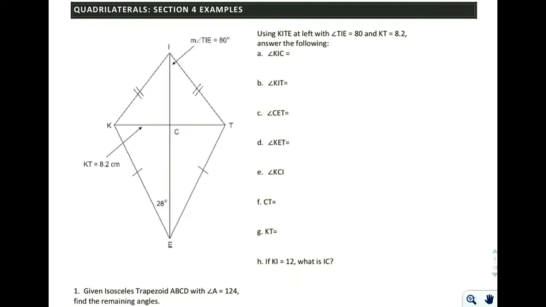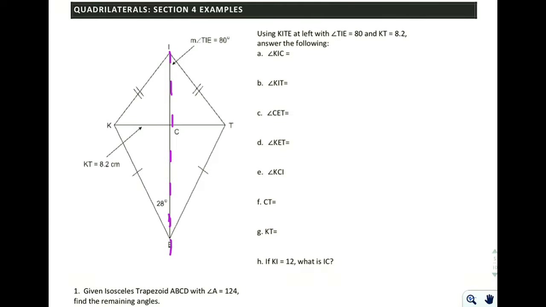In section 4 of quadrilaterals, we're going to focus first on kites. And kites are cool because they are symmetrical down this one part of the middle. And we're going to use this as the key to everything we do with kites. Remembering the symmetry is going to be definitely the most important part.